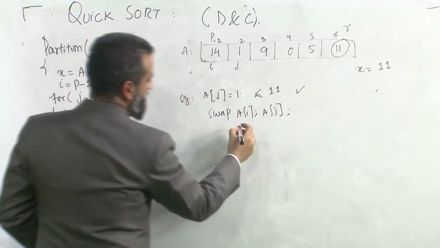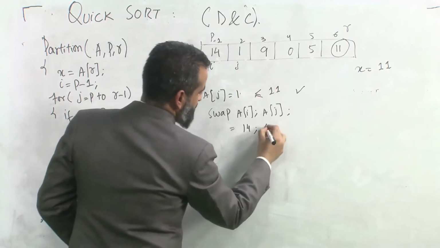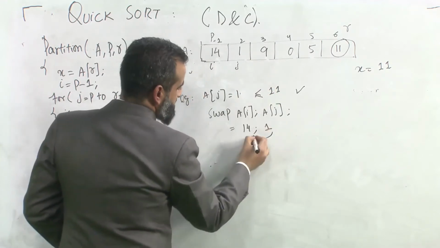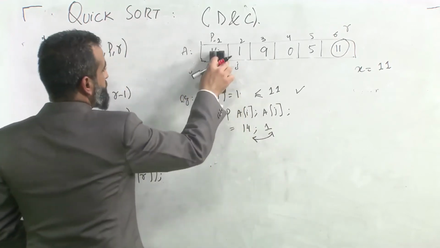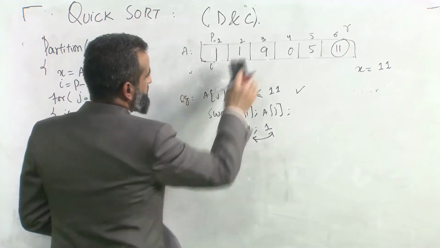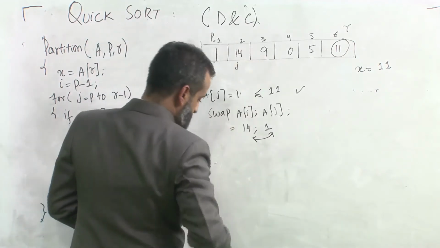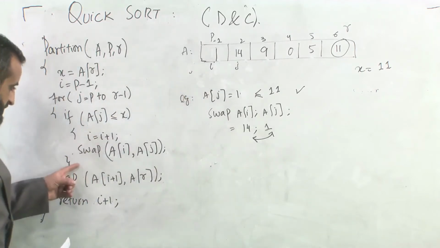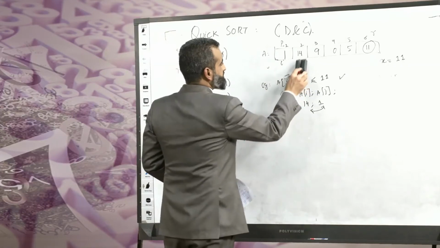Here I is basically pointing towards 14, and my A of J is pointing towards 1. So I'll make the next necessary exchange. What I'm going to do over here is change the position of these two elements, and we're done. We'll increment the loop. J now points to the next element.